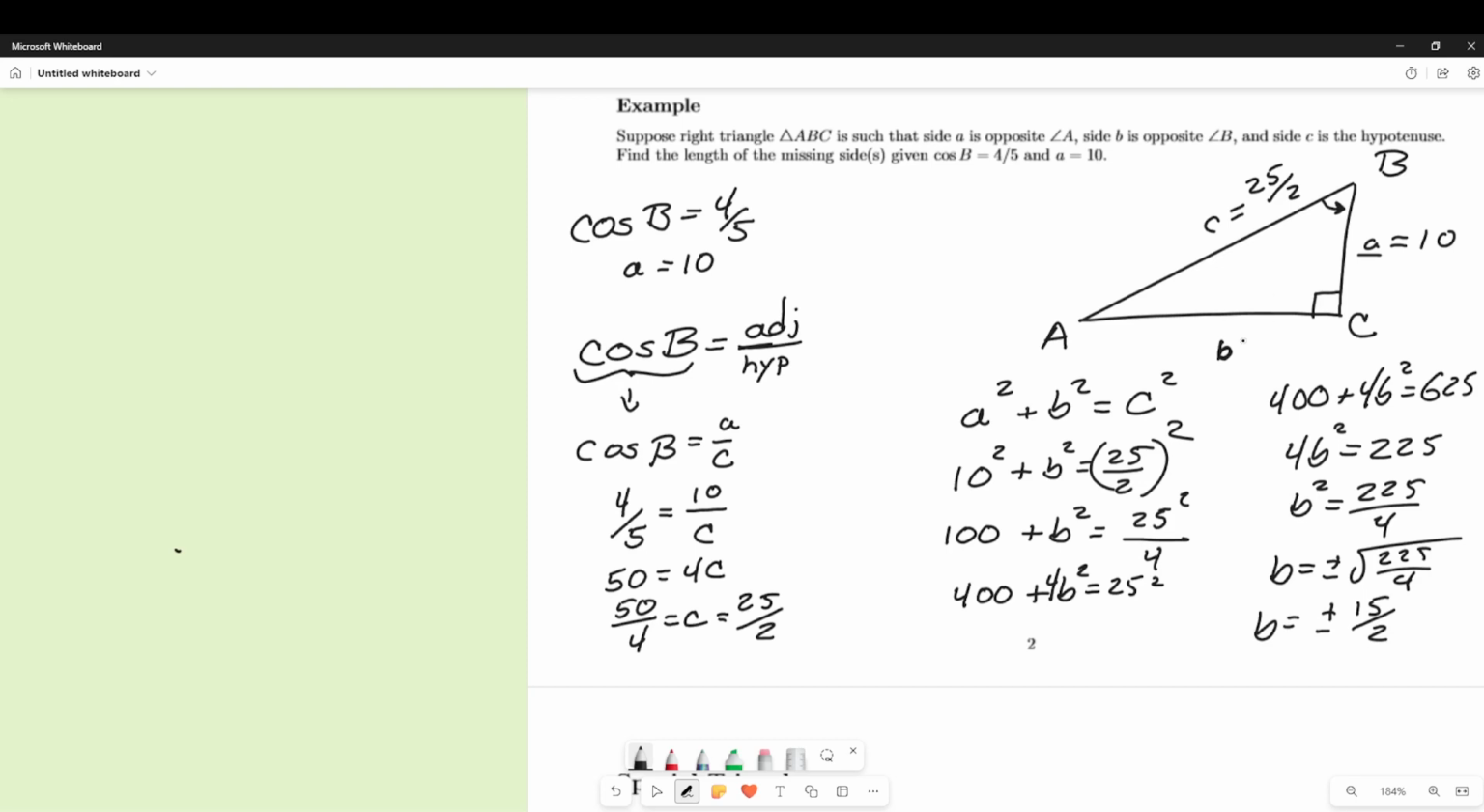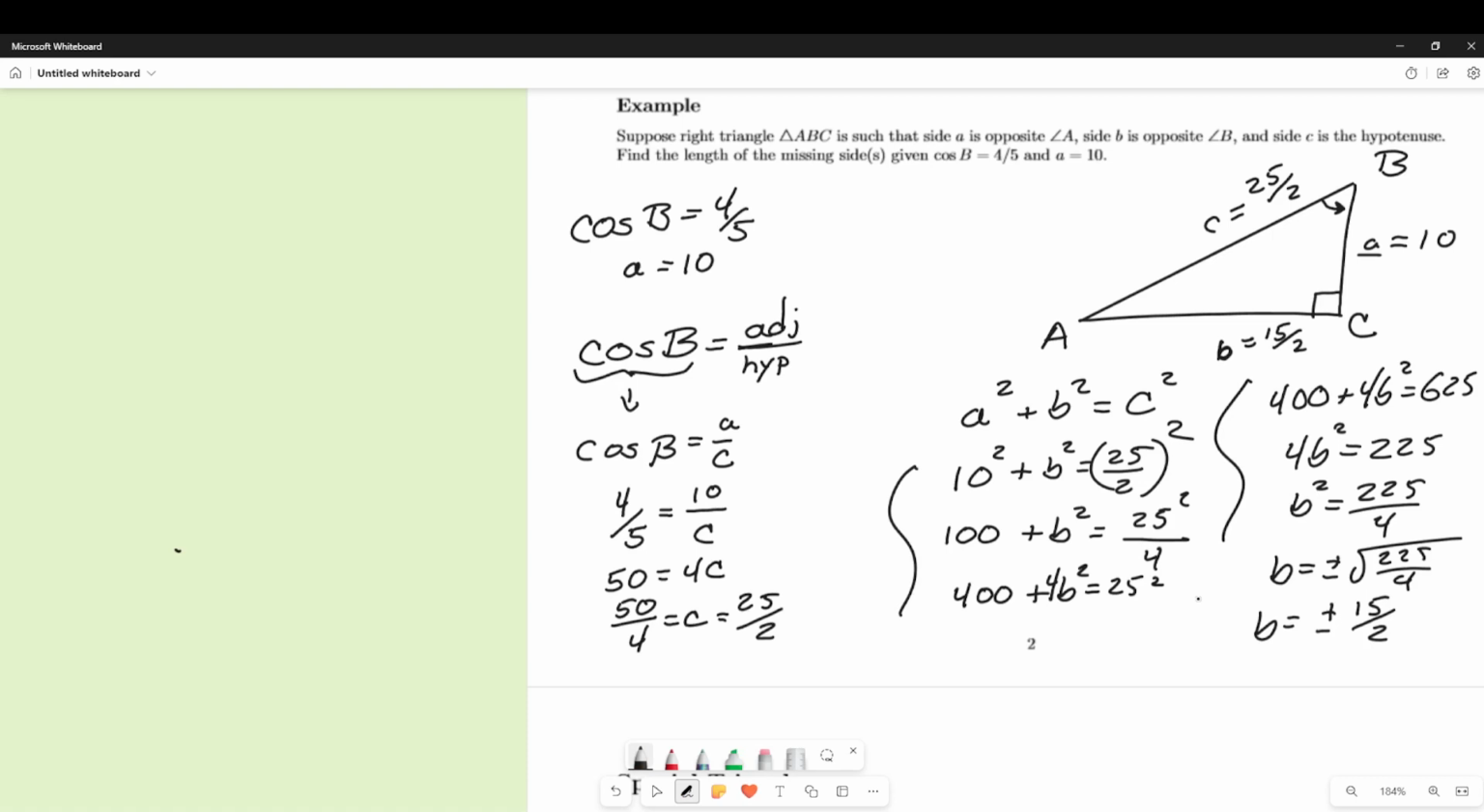And of course, we'll disregard the negative because it's a raw triangle length. So that took a little bit of manipulating. You wouldn't necessarily have to use this solving methodology. I kind of just did it however I wanted to.